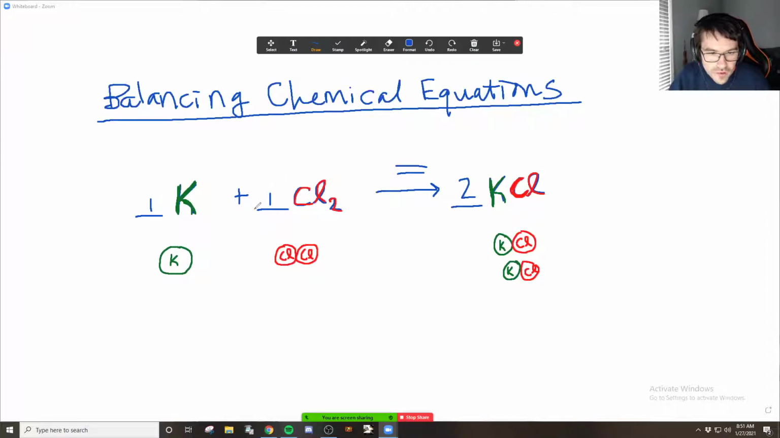So for every 1 Cl2 that gets consumed in your reaction, you're creating 2 potassium chlorides. You have to, because you have 2 chlorines to start. You've got to have 2 chlorines to finish. You got 2 chlorines going in, you got to have 2 chlorines coming out.